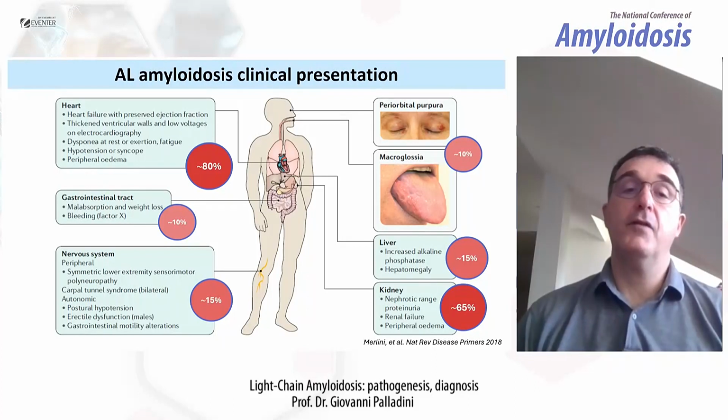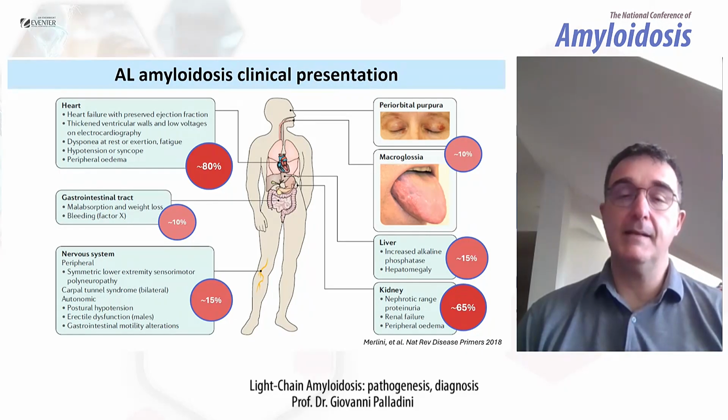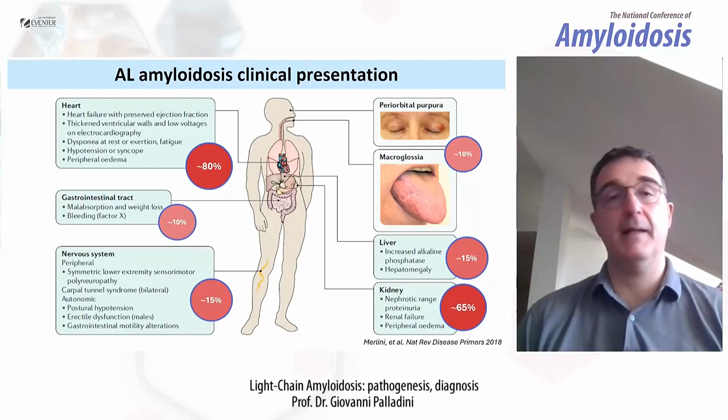You can have involvement of the peripheral and autonomic nervous system. This is rarer but important in the disease, and is something that you have to keep in mind when treating the disease, because these patients are prone to symptomatic hypotension, even if they don't manifest symptoms of hypotension at baseline.